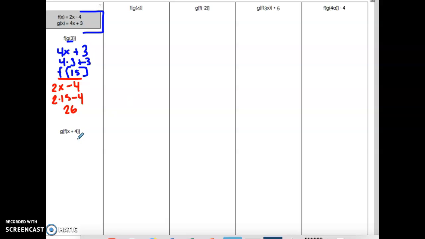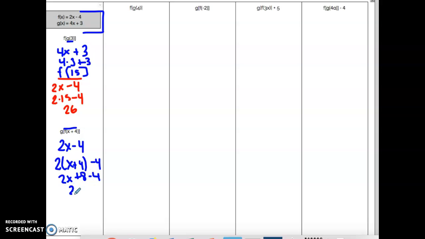The next one's a little harder, a little trickier, but we can do it. We're going to use brackets first, f of x plus 4. So I'm doing my f function, 2x minus 4, and I'm replacing x with x plus 4. So I've got 2 times (x plus 4) minus 4. This will be 2x, this will be 8, and then minus 4.